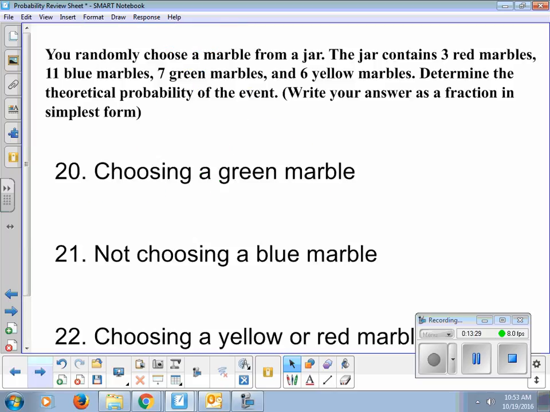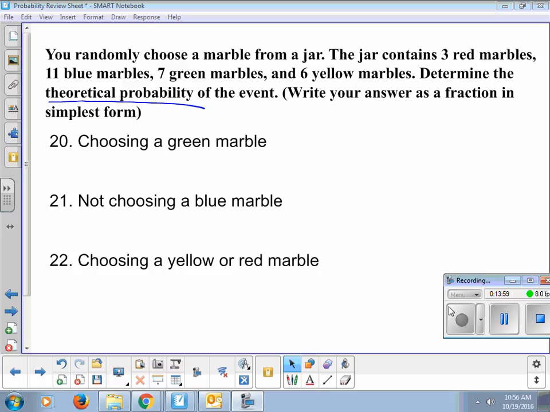Okay, the next question. You have a jar of marbles. The jar contains 3 red marbles, 11 blue marbles, 7 green marbles, and 6 yellow marbles. Determine your theoretical probability of the event and write your answer as a fraction in simplest form. So this is basic probability, the number of favorable outcomes over your total.